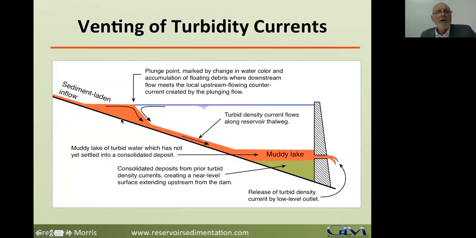Power's back on. Next topic, turbidity currents. We saw previously that a turbidity current enters a reservoir, plunges, runs along the bottom, and creates a muddy lake. And that muddy lake, the water can be released to reduce the amount of sediment that is retained in the reservoir.